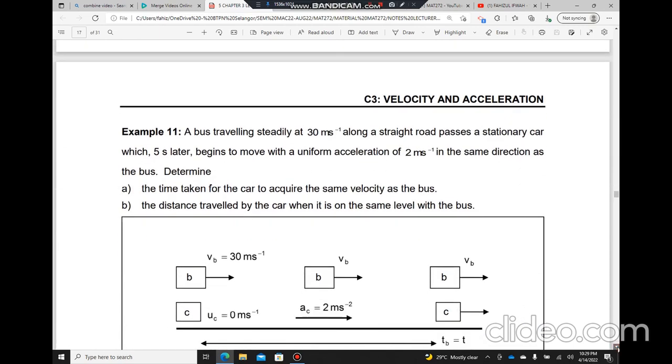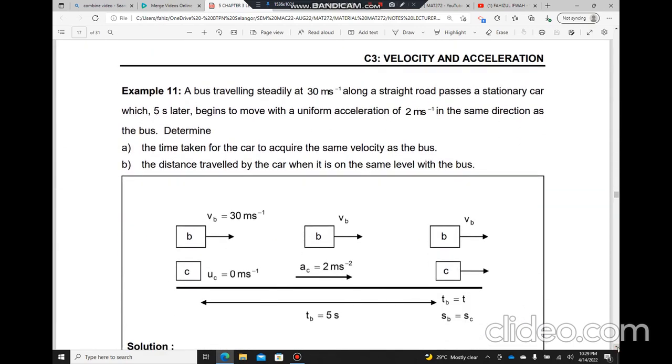Example 11. A bus travelling steadily at 30 m/s along a straight road passes a stationary car which 5 seconds later begins to move with uniform acceleration of 2 m/s² in the same direction as the bus. Determine the time taken for the car to acquire the same velocity as the bus.